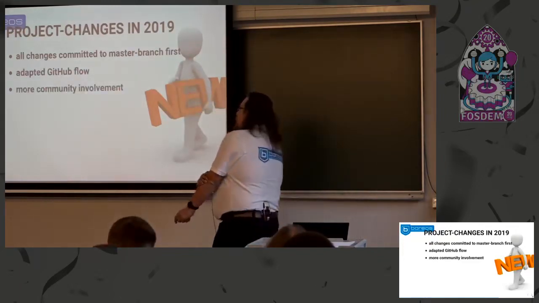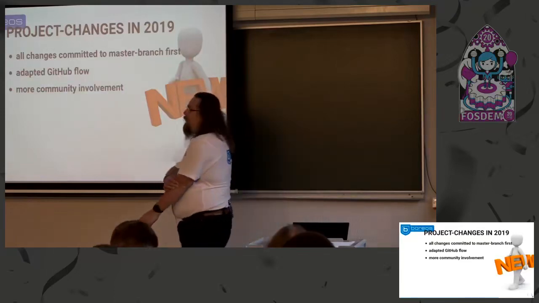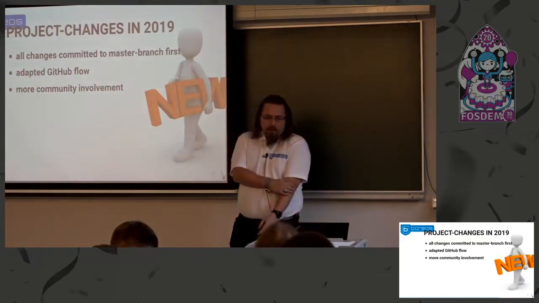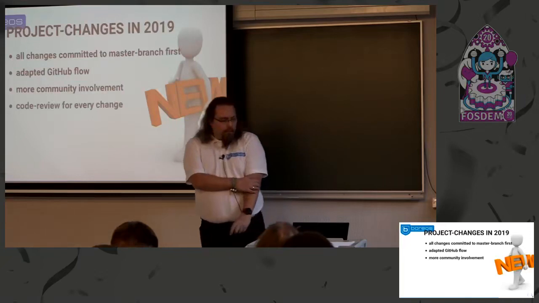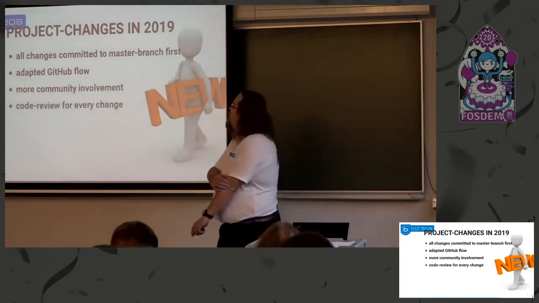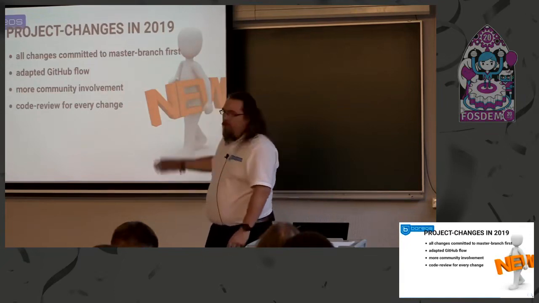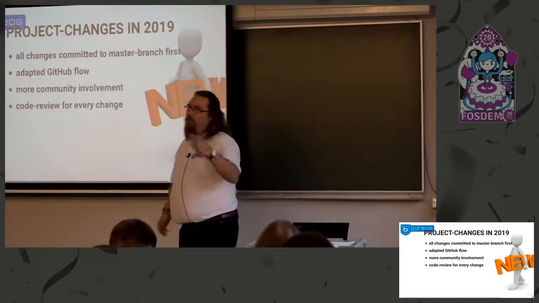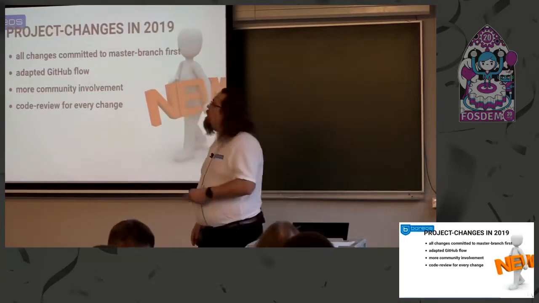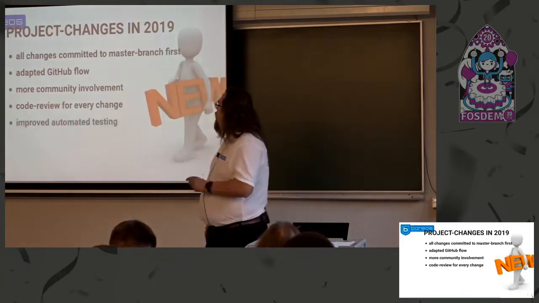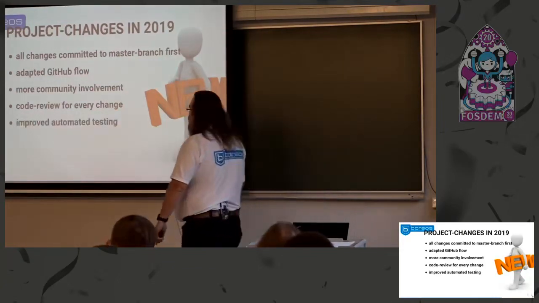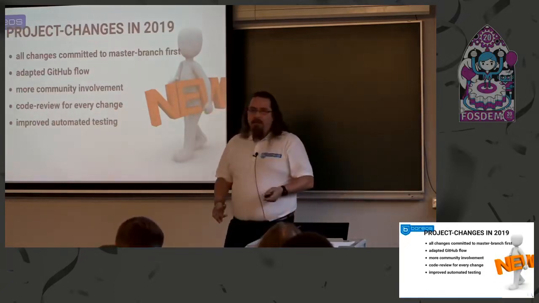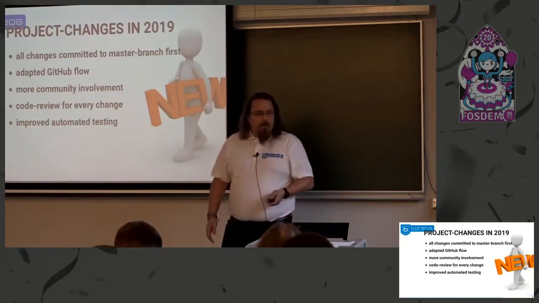We try to get the community more involved. We had quite a few community contributions last year, and we hope we get a lot better at that. We do code reviews for every change, which is actually happening because of the GitHub flow. So every pull request one of our core developers opens is peer reviewed by another core developer before it is moved into master. We have much improved automated testing. I don't want to go into detail too much, but I think the number of automated tests has at least doubled, if not tripled, in the last year.